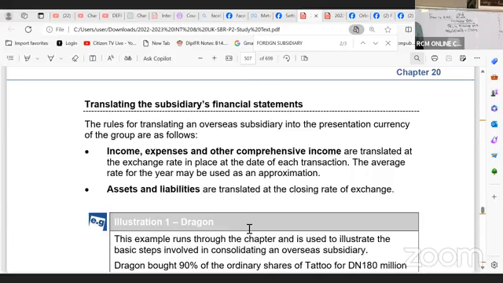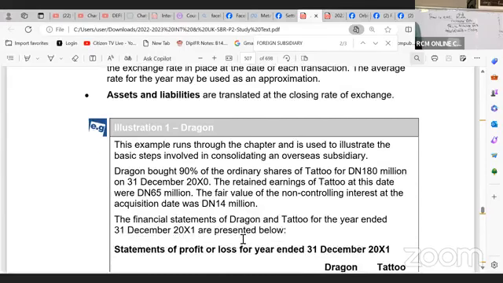So they've given us a very simple illustration to use here, just for purposes of understanding. This example runs through the chapter and is used to illustrate the basic steps involved in consolidating an overseas subsidiary. We are told Dragon bought 90% of the ordinary shares of Tattoo for DN 180 million. On 31st December 2X0, the retained earnings of Tattoo at this date were DN 65 million. The fair value of the non-controlling interest at the acquisition date was DN 14 million.